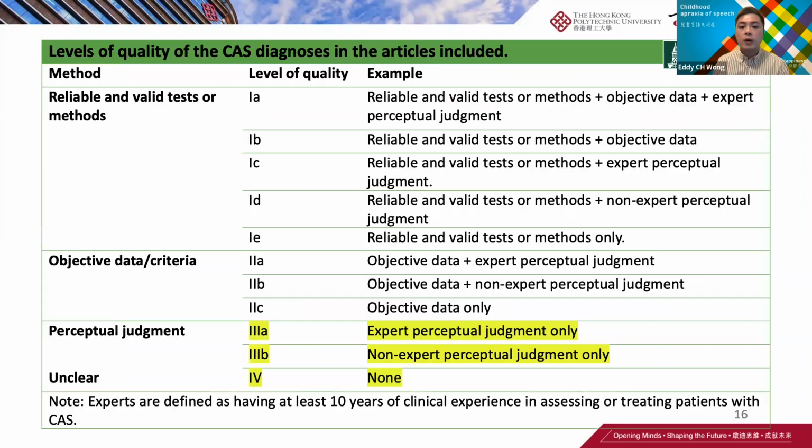This table shows the level of quality of the diagnosis in the articles included. There are 4 levels. The highest level is using a reliable and valid test or method. Level 2 is using only objective data or criteria. The diagnosis in level 3 involved only perceptual judgment. The last level is level 4, which indicates the way of giving the CAS diagnosis in the article was unclear. There are sublevels in each level. We believe that the quality of the diagnosis will be higher if more criteria were used in the study.